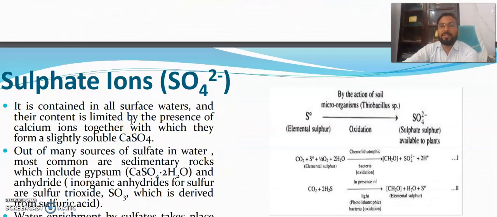Now sulphate. It is contained in all surface water and its content is limited by the presence of calcium ion, together with which it forms slightly soluble calcium sulphate. So you can see the elemental sulfur is converted into sulphate by oxidation.